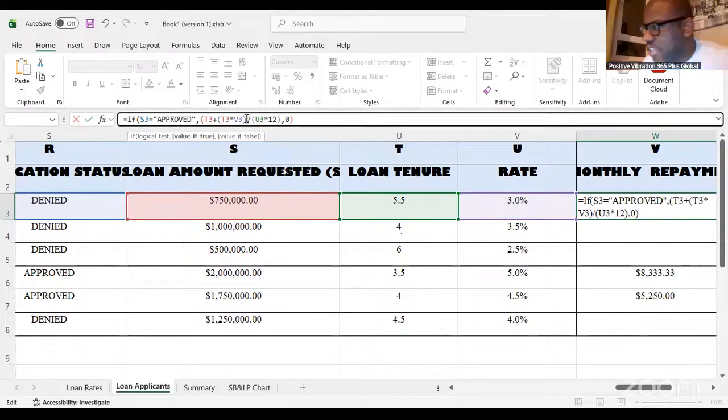So, hold on then. Now that we have the policy, it should be the amount requested plus open bracket, the amount requested again multiplied by the rate, multiplied by the tenure, and then you have two brackets at the end. Let's do that.